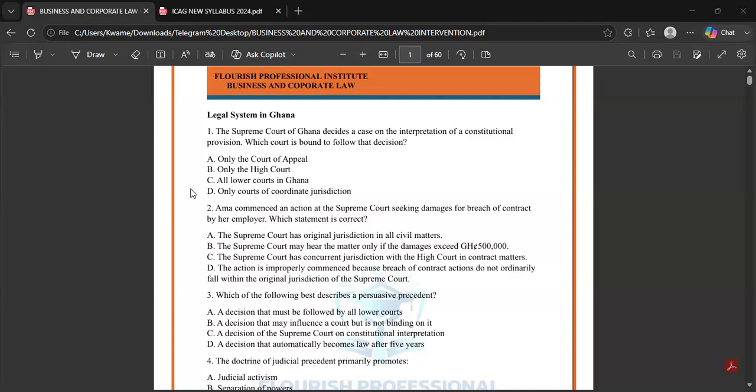So you may be asked, which of these statements is true about persuasive precedents? A, B, C, D. You are looking for the one which suggests that it can influence the court, but the court is not bound by it. If you are asked, which of the following is not true about persuasive precedent? You are looking for the statement that is opposite to the fact that persuasive precedent influences, but it's not binding. Can we move on?